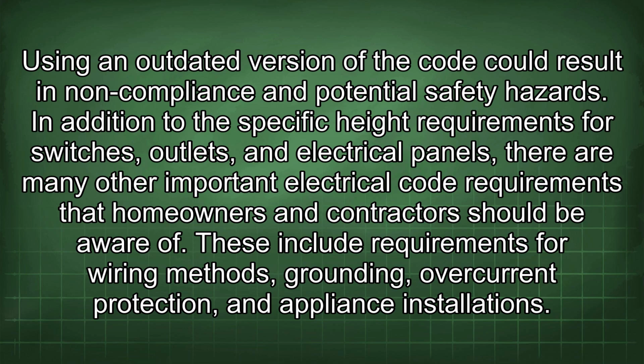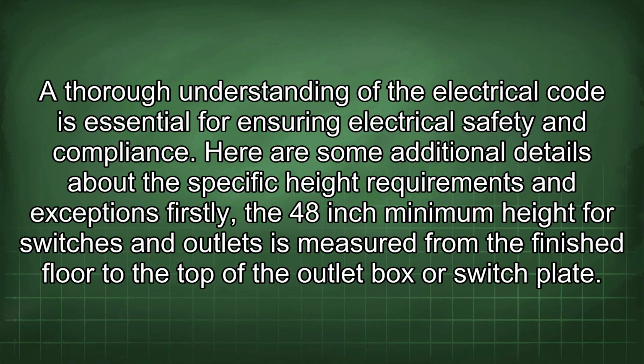In addition to the specific height requirements for switches, outlets, and electrical panels, there are many other important electrical code requirements that homeowners and contractors should be aware of. These include requirements for wiring methods, grounding, overcurrent protection, and appliance installations. A thorough understanding of the electrical code is essential for ensuring electrical safety and compliance. Here are some additional details about the specific height requirements and exceptions.